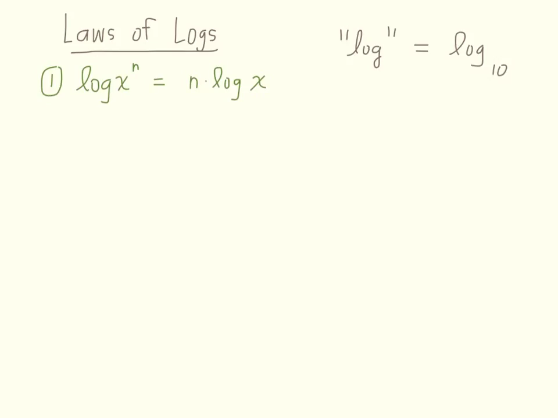Okay, we're going to take a look at some laws of logs. But before we do that, just a quick reminder that when we talk about the common log, that's where you just see log. What's implied there is that your base is 10. We rarely, if ever, write the 10 for the base. So anytime you just see the common log, understand that the base is 10.